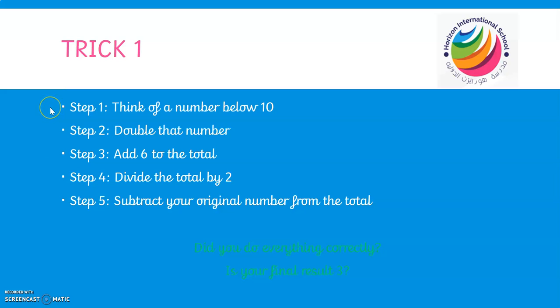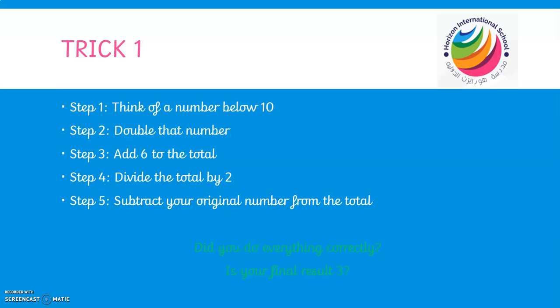Step 1, think of a number below 10. Step 2, double that number. Step 3, add 6 to the total. Step 4, divide the total by 2. Step 5, subtract your original number from the total.